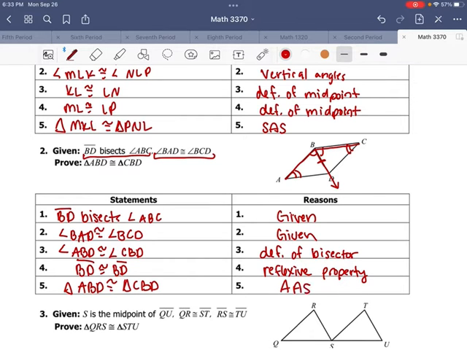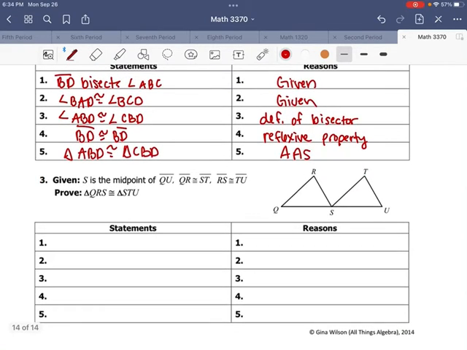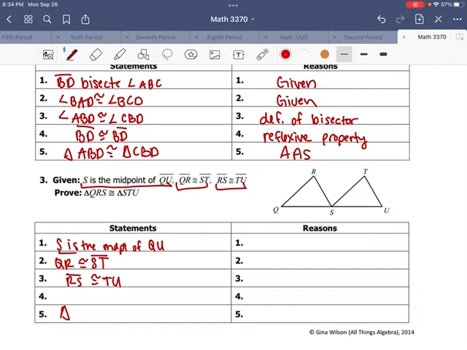Okay, I think this is the last example. So I have 1, 2, 3 givens. So it says S is the midpoint of QU. QR is congruent to ST. And RS is congruent to TU. And then whatever I'm trying to prove goes in the last blank. The first three are given.